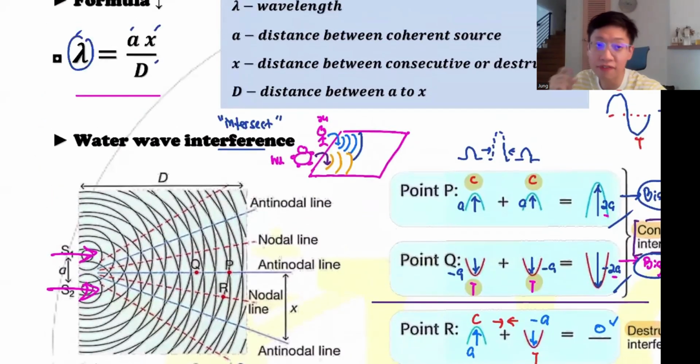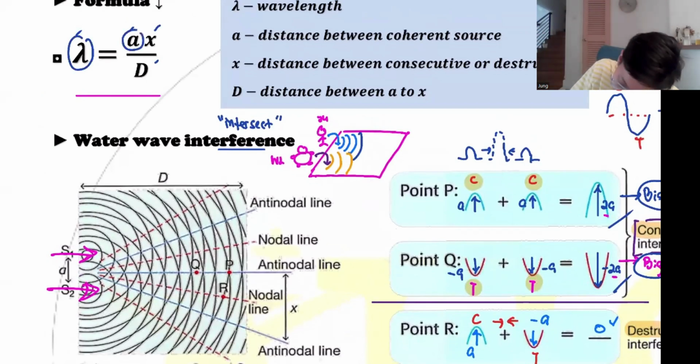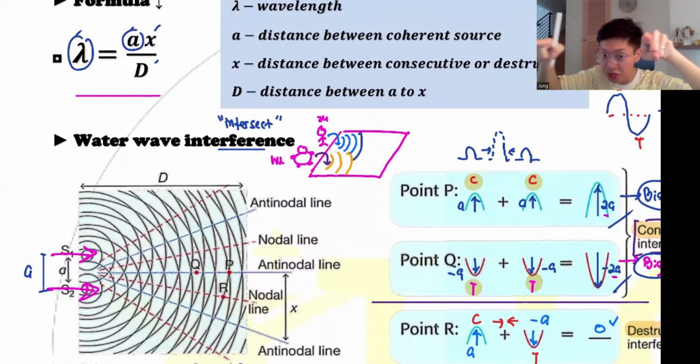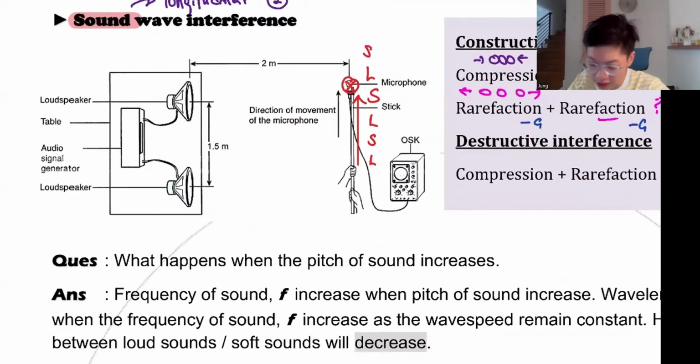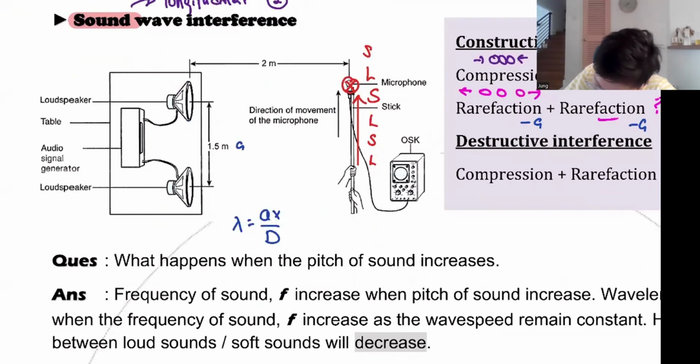So lambda is the wavelength of the wave. So this one, no problem. What is A? A is the distance between your two coherent sources, meaning to say your two outgoing waves, let's say here, for the sound one, is 1.5 meter. Okay, so according to this part, lambda equals AX over D. So the A is going to be my 1.5 meter from one speaker to the other speaker. So that's my A value.